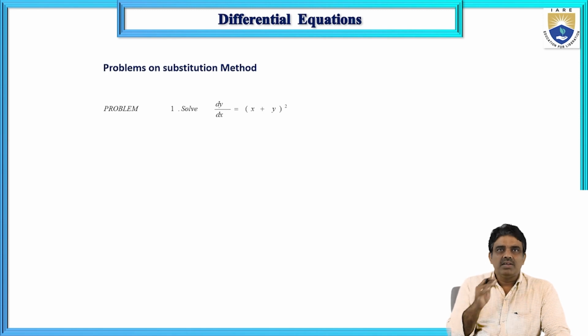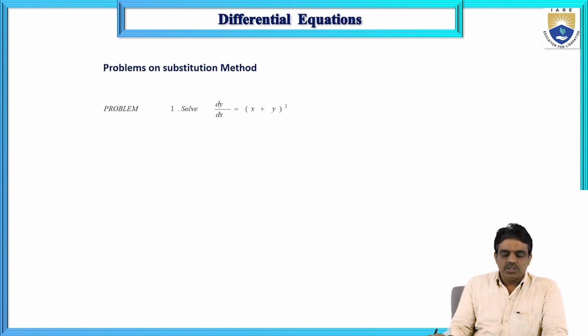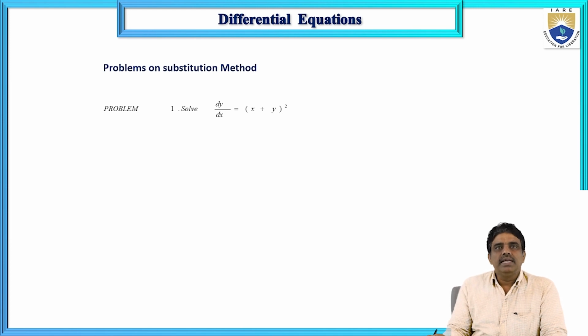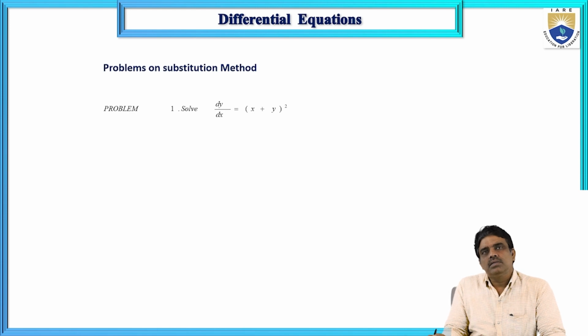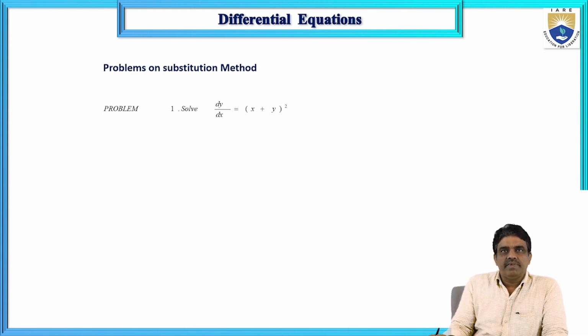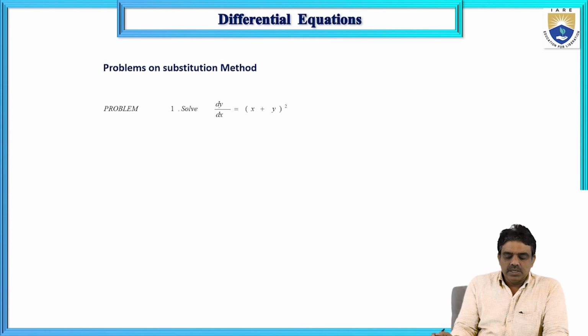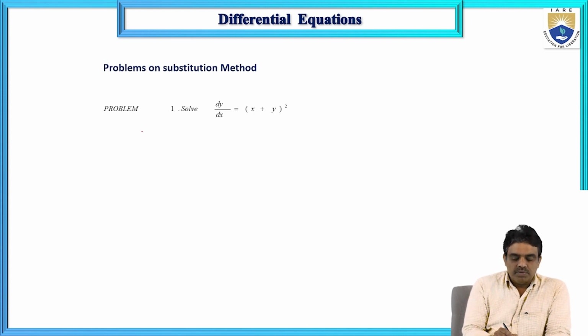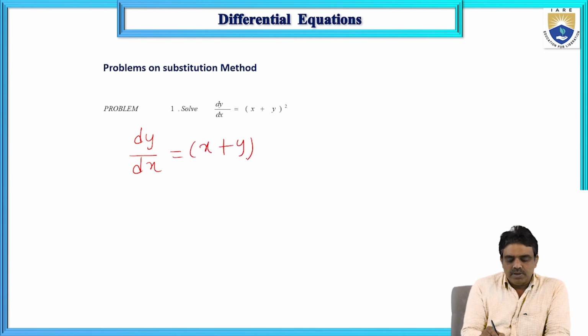So how to solve dy by dx is equal to x plus y whole square? Clearly, here the problem is not in variable separable form, because the x plus y term is there. It is not possible to separate the variables. In this case, we take the substitution. What is the given problem? dy by dx is equal to x plus y whole square.